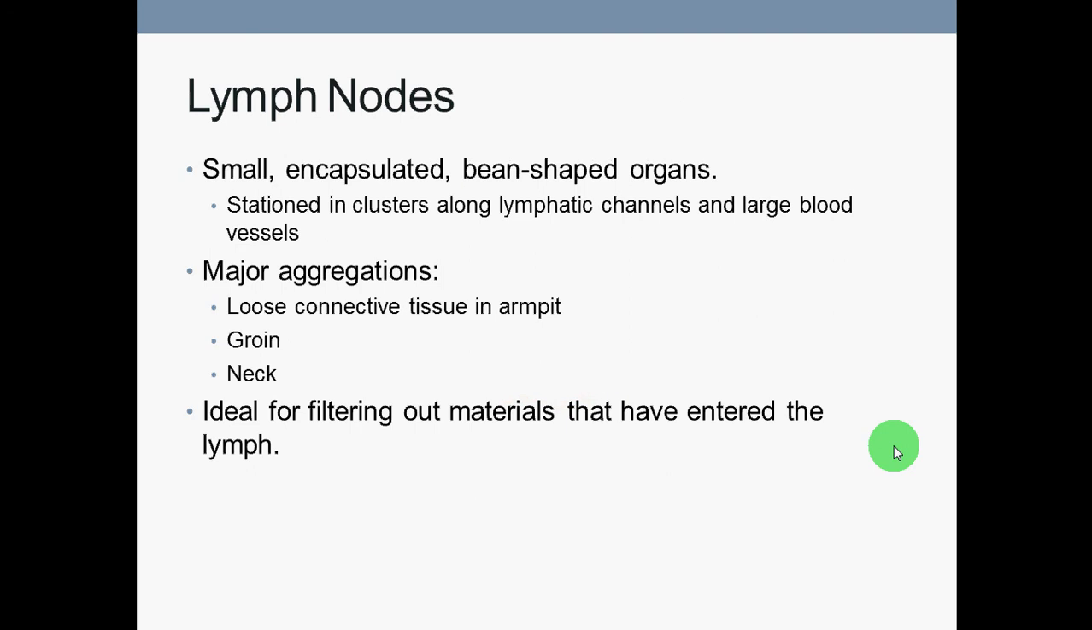Your lymph nodes act as sentinels throughout the body. They're small encapsulated bean-shaped organs. So they're little bitty, they're shaped like beans, and you find them stationed in clusters along lymphatic channels in large blood vessels. Most of the time you will find them in aggregations in your armpit, your groin, and your neck. They're in locations that are ideal for filtering out materials that have entered the lymph system.